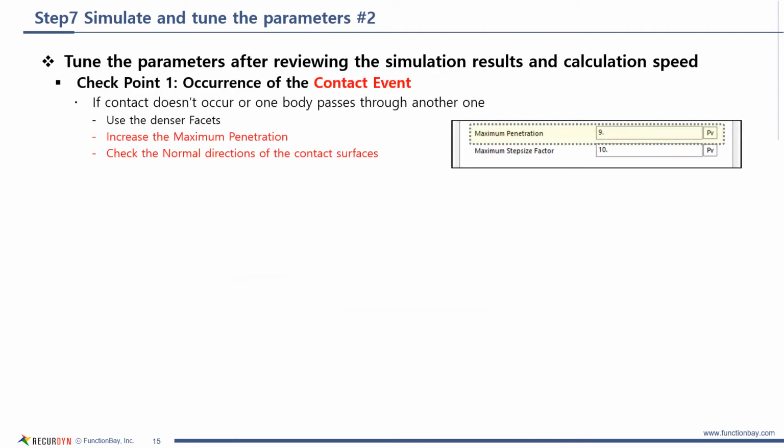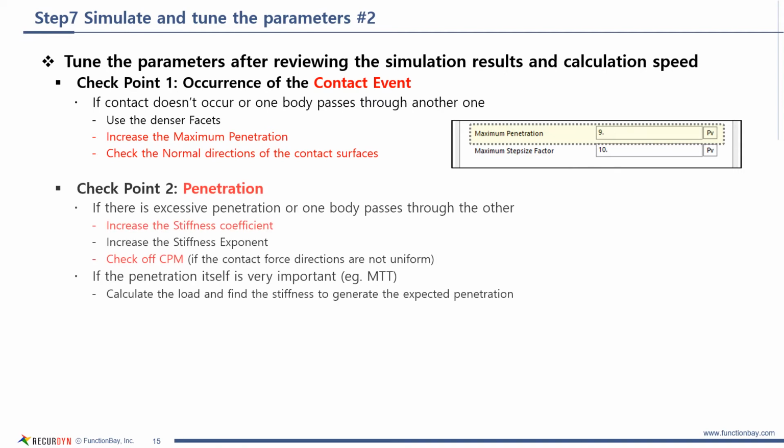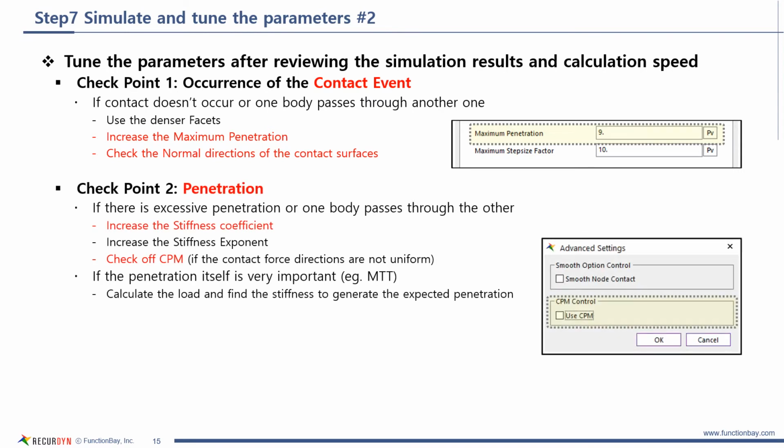First, run simulation, then review the simulation results and calculation speed. Based on that, there are several ways of parameter tuning. First checkpoint is the occurrence of the contact event. If contact doesn't occur or one body passes through another one, using denser facets or increasing the maximum penetration is recommended. The normal directions of the contact surfaces must be checked also.